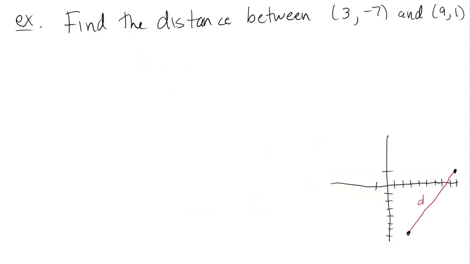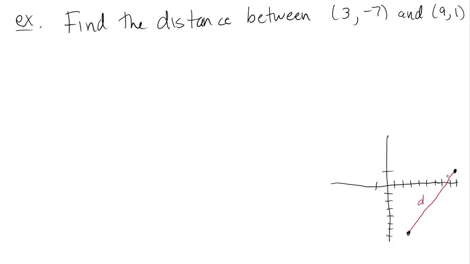In this example, we're asked to find the distance between the points (3, -7) and (9, 1). (3, -7) would sit in the fourth quadrant because it has a positive x-coordinate but a negative y-coordinate. Starting at the origin, we would move 3 units to the right and then 7 units down, and that's what this lower point is. (9, 1) would sit in the first quadrant because both of its coordinates are positive. It would be 9 units to the right of the y-axis and then 1 unit above the x-axis. That's this location right here.